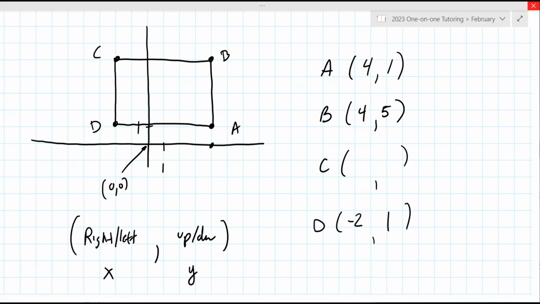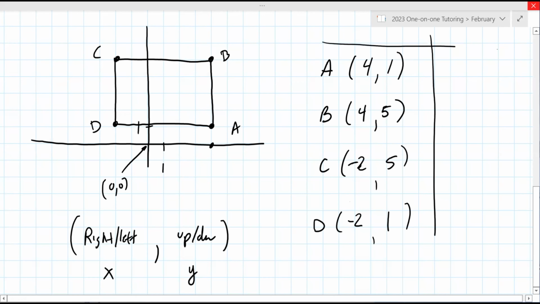C is negative 2, 5. Yeah. Okay, now let's say it's a dilation this time of 3. Let's say dilation of 3. Okay, so you have to multiply each of these x values and y values by that number. Can you do that for me, please?